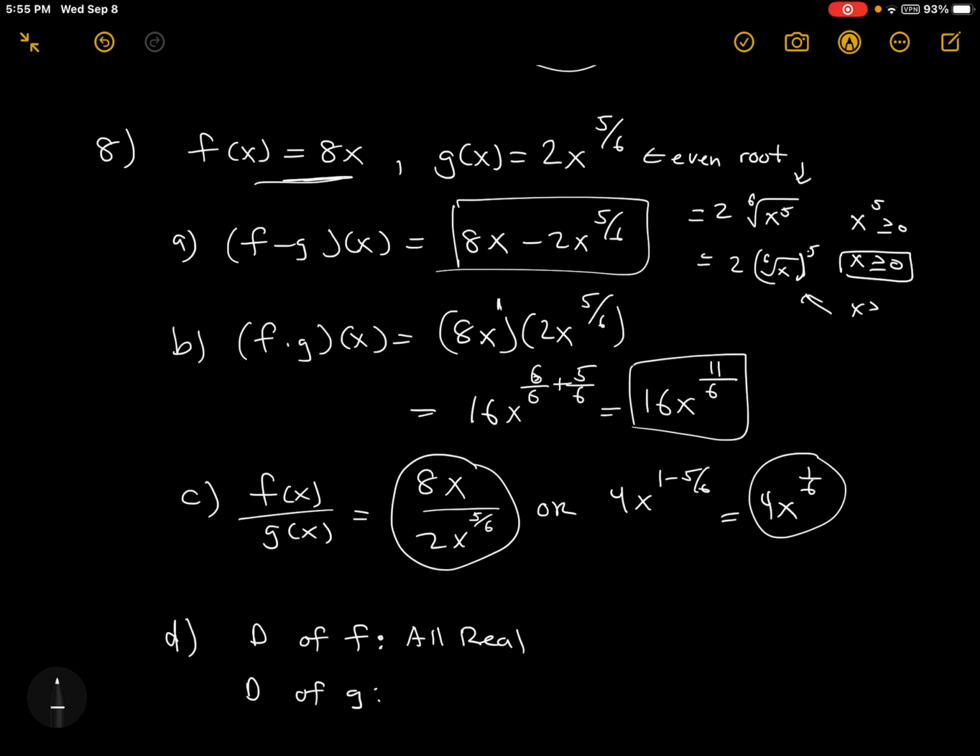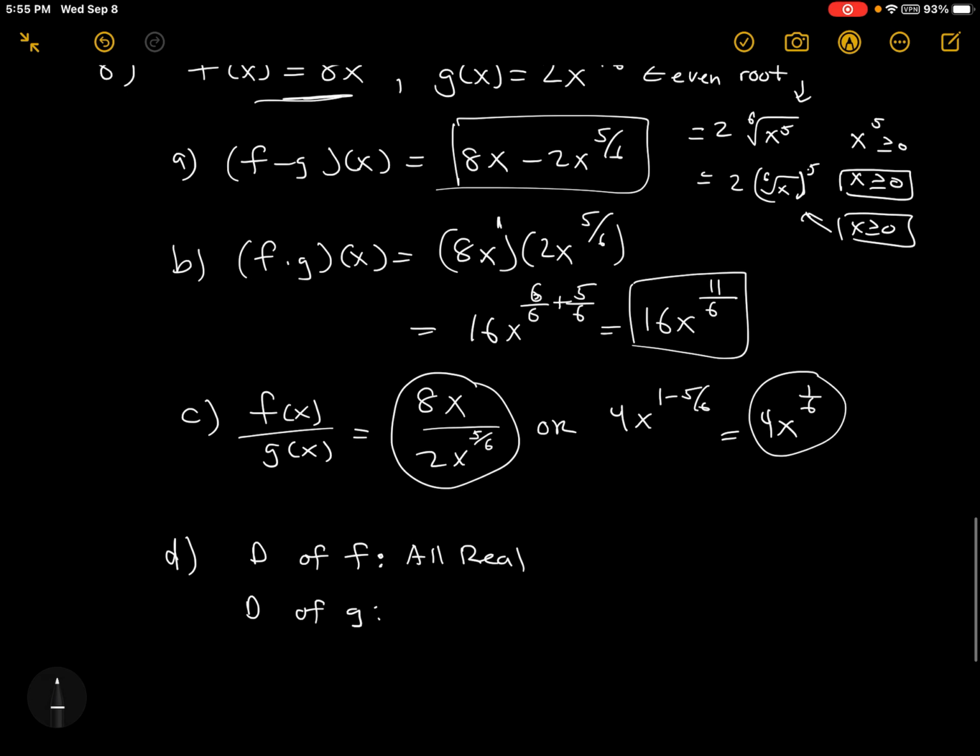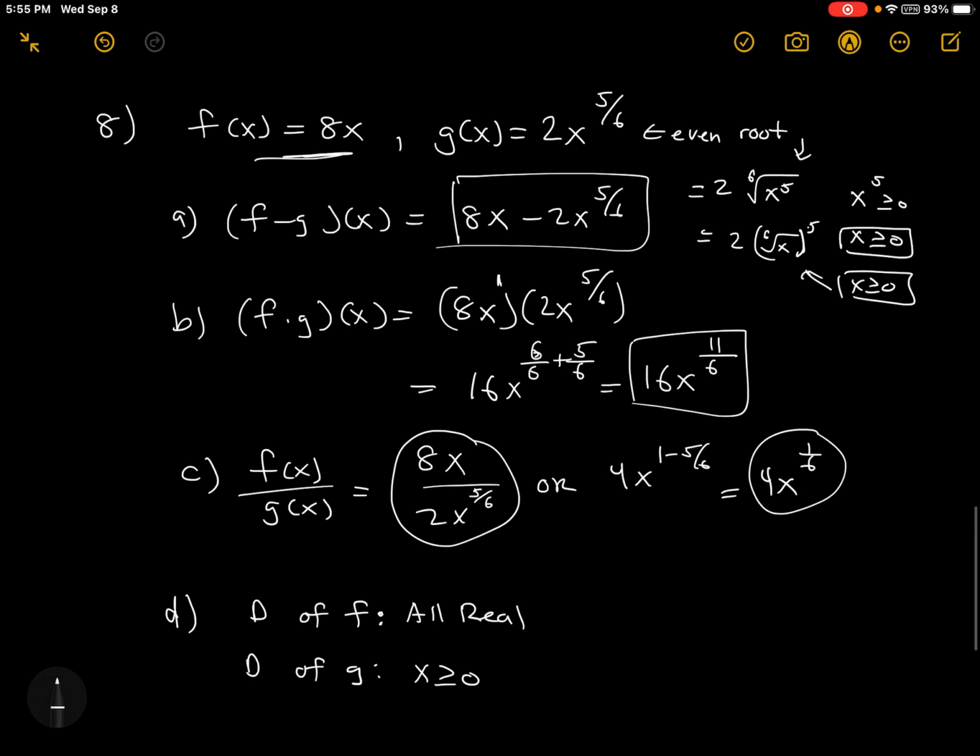And then you can actually go back to part A, B, and C now. Okay, so for part A, the domain of f minus g of x is just the overlap of f and g. The overlap of all real with x is greater than or equal to 0 is just x is greater than or equal to 0. The domain of f times g of x is the overlap of f and g, and just x is greater than or equal to 0.